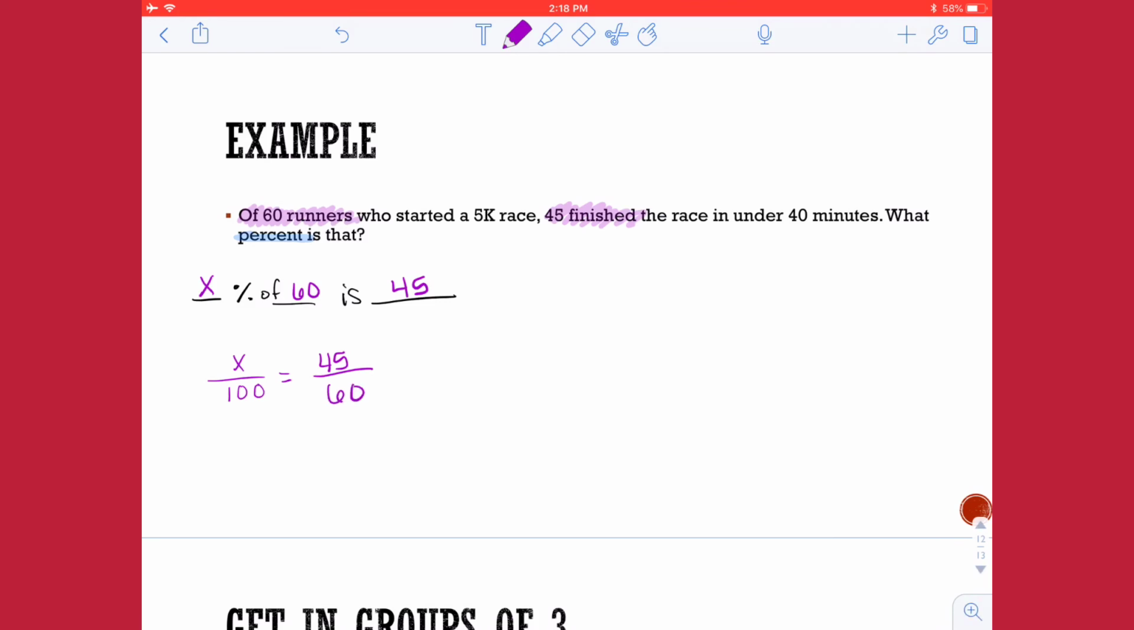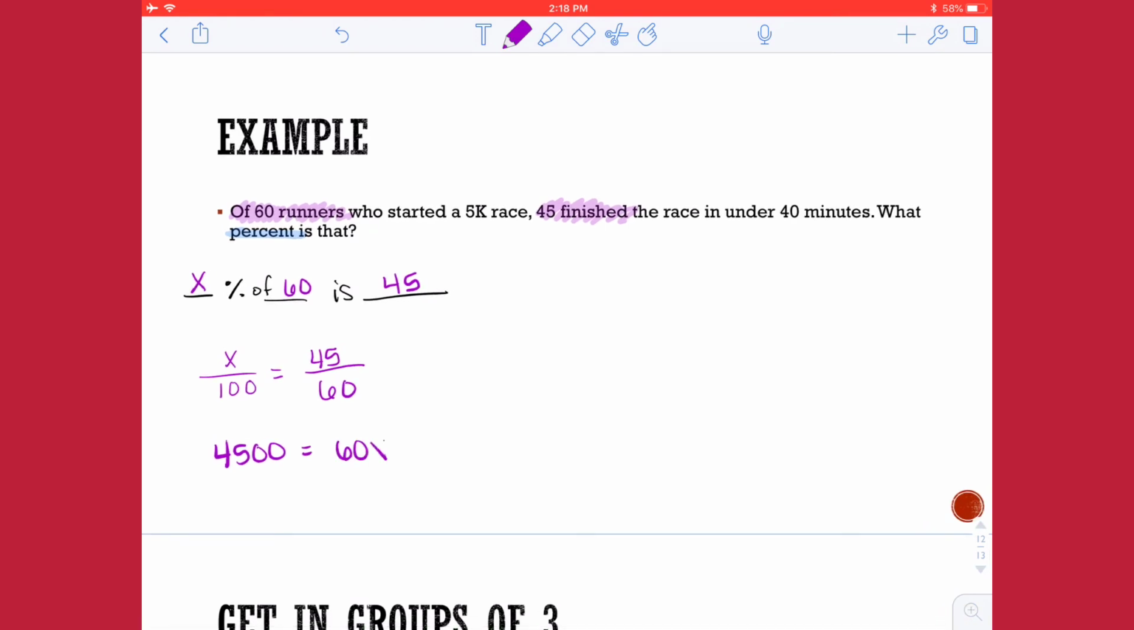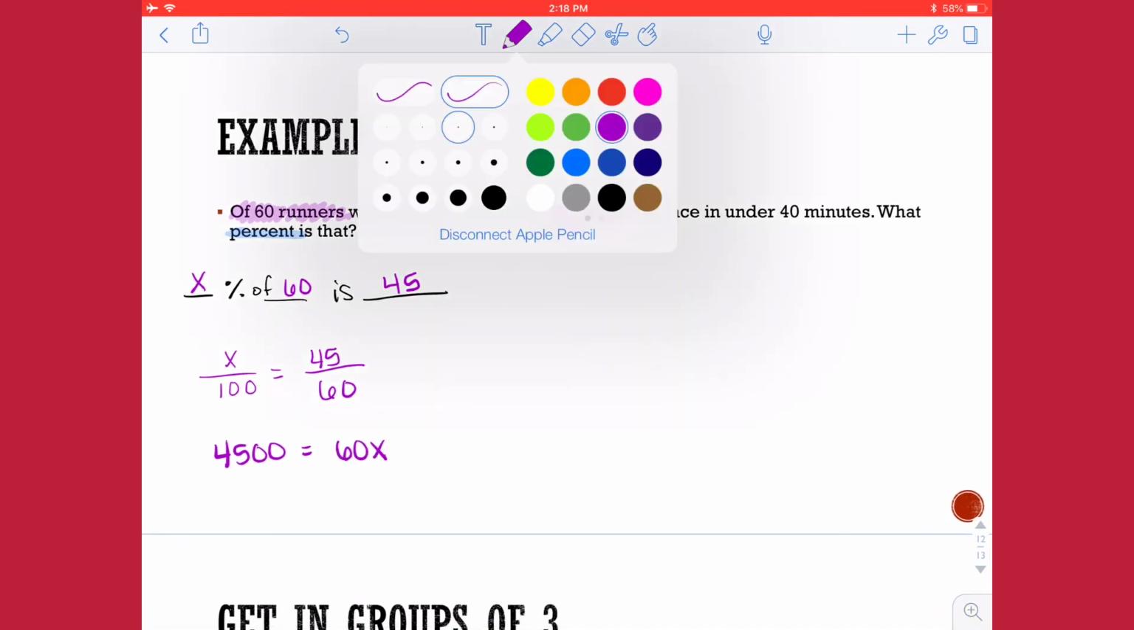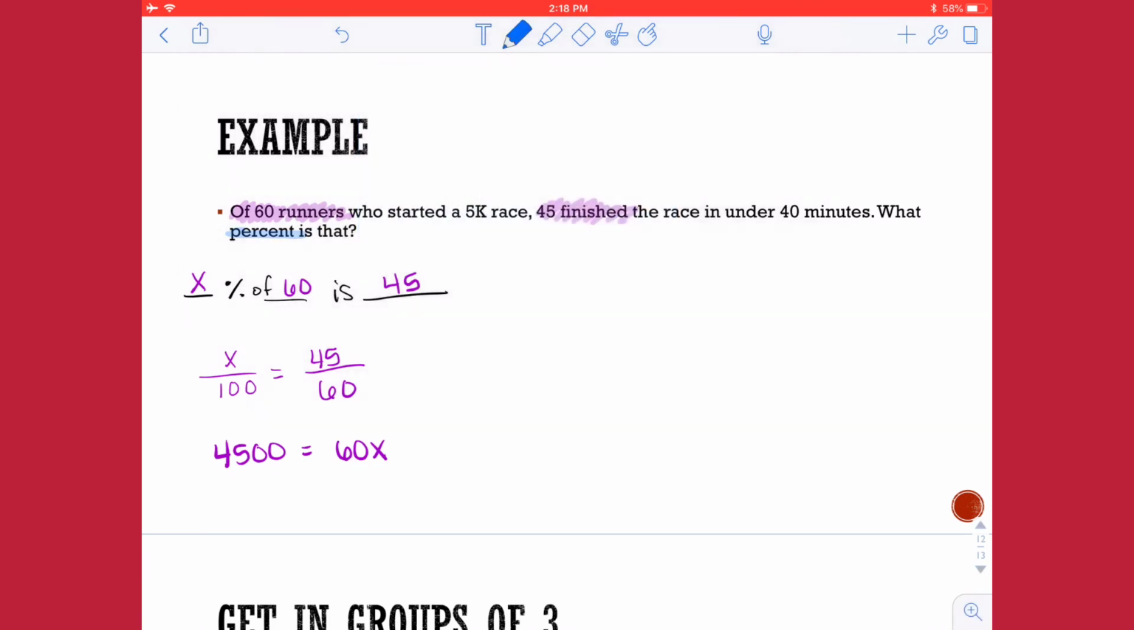So I'm going to take 100 and multiply that by 45, and that gives me 4,500. I'm going to multiply 60 times x, and that gives me 60x. And then in order to get x by itself, I'm going to divide by 60. So that leaves me with just x, and that means I have to divide the other side by 60 as well. And that gives me 75. So what percent is that? That is my final answer, which is 75%.